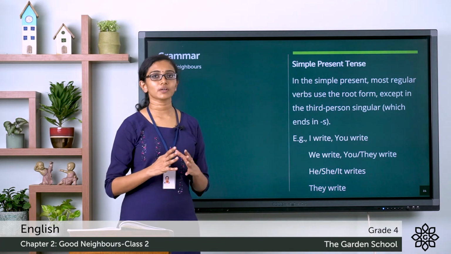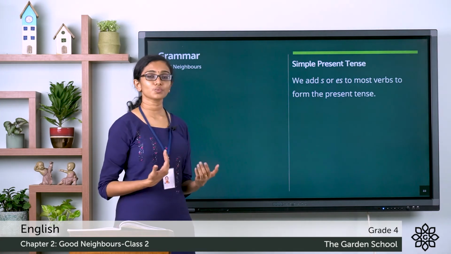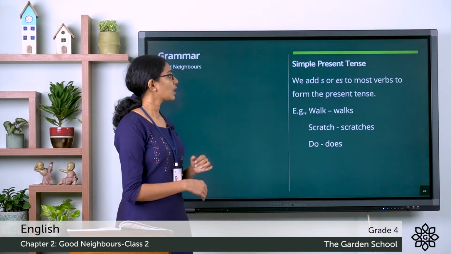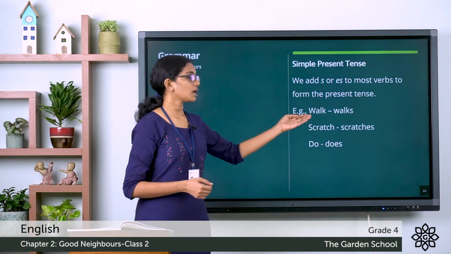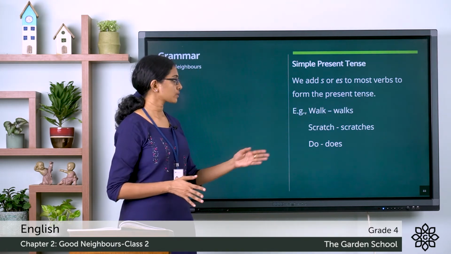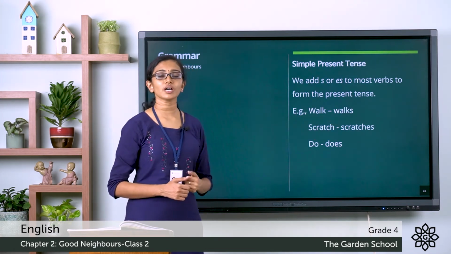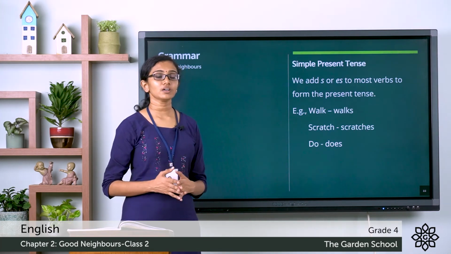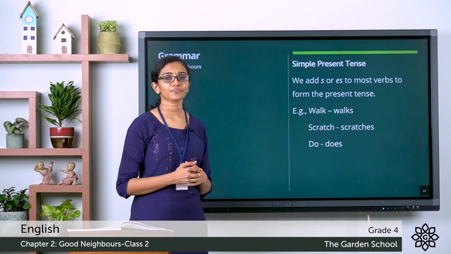Now let's see a few more things to keep in mind. We add s or es to most verbs to form the present tense. Let's see some examples. Walk, walks. We added s to the root form of the verb walk to get walks, which is the simple present tense form of the verb. Scratch, scratches. Here we added es to the root verb. Do, does. Here also, to the root verb do, we added the letters es.